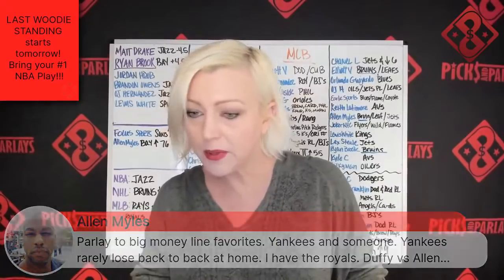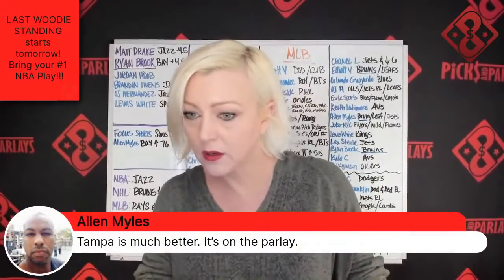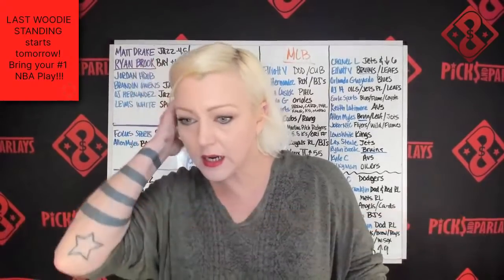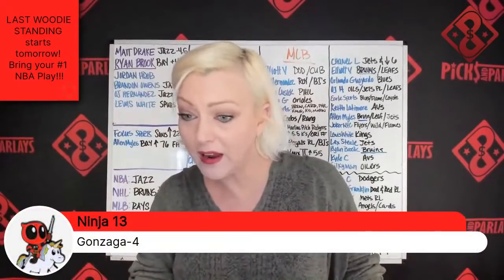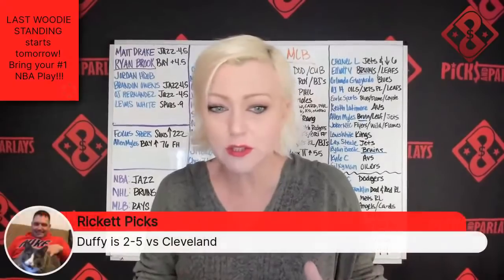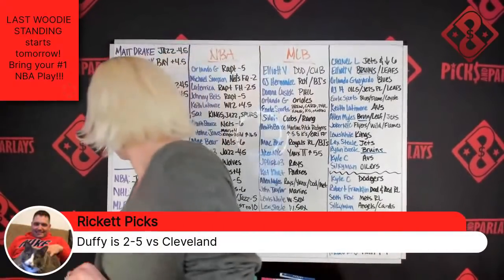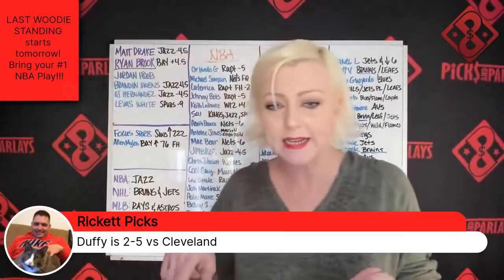What am I missing? Hi, Looney. Yeah, Tampa is much better. Ninja likes Gonzaga. Duffy's 2-5 versus Cleveland. See, I just know there's something funny about this game I don't like. Making me go away, Royals. Get out of here.